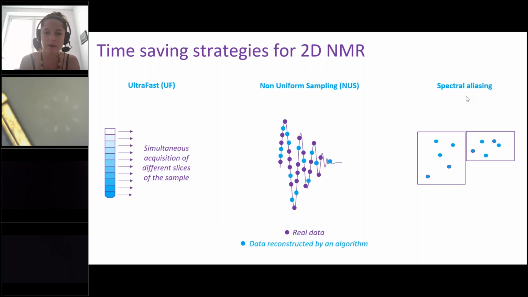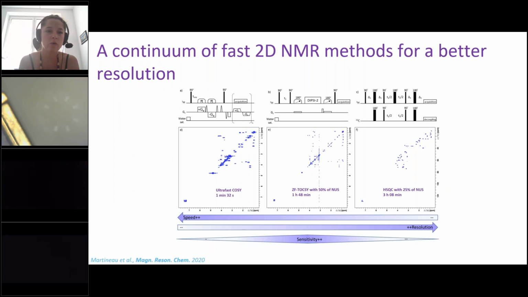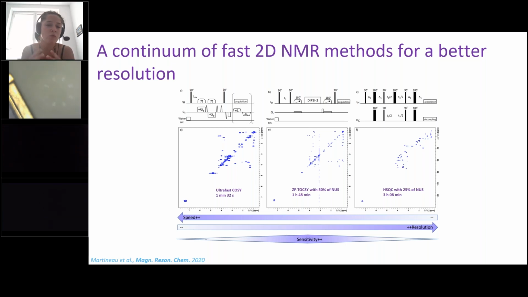And these different time-saving strategies offer a continuum of fast 2D NMR methods that represent a compromise between speed, sensitivity, and resolution. All of them together still offer a better resolution than 1D NMR and allow us to overcome the overlap problem that we have with 1D NMR.